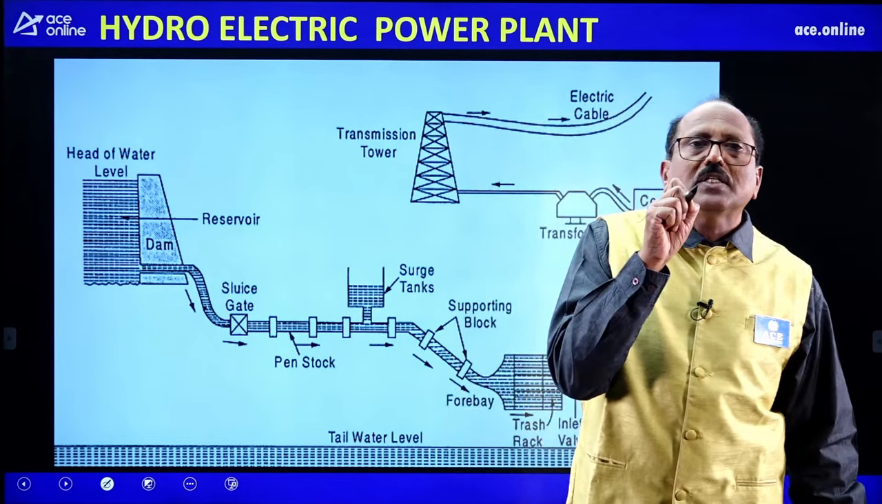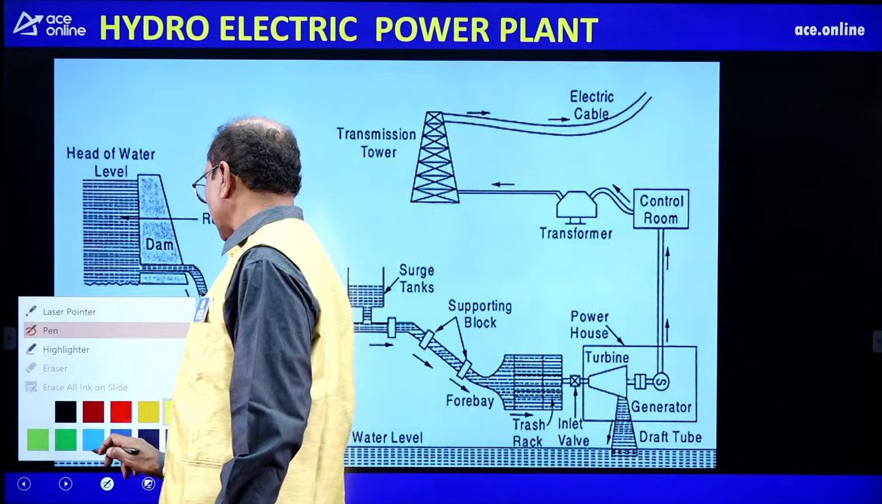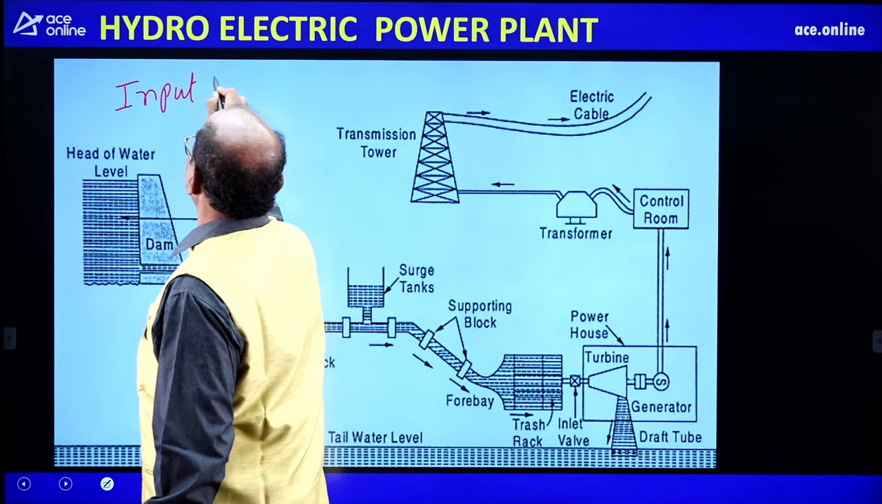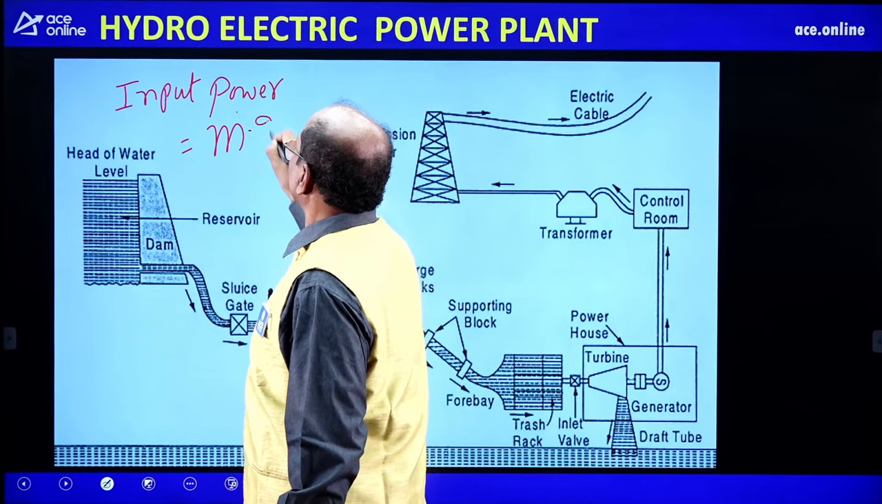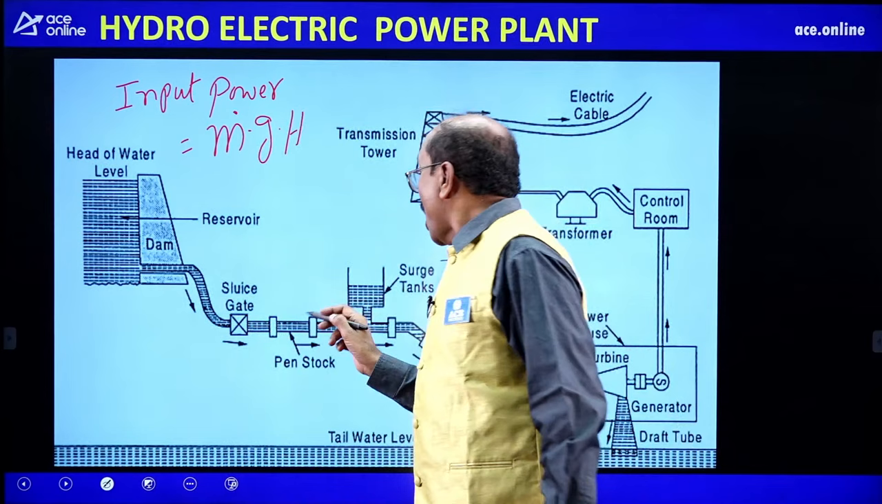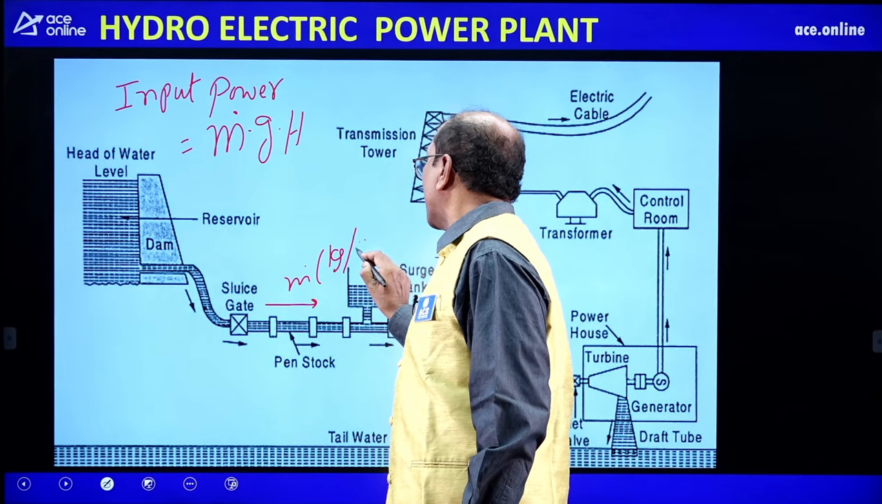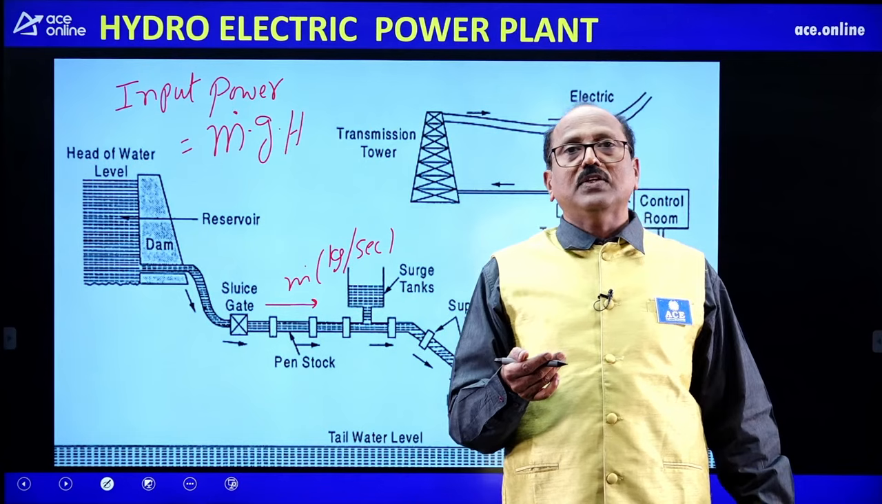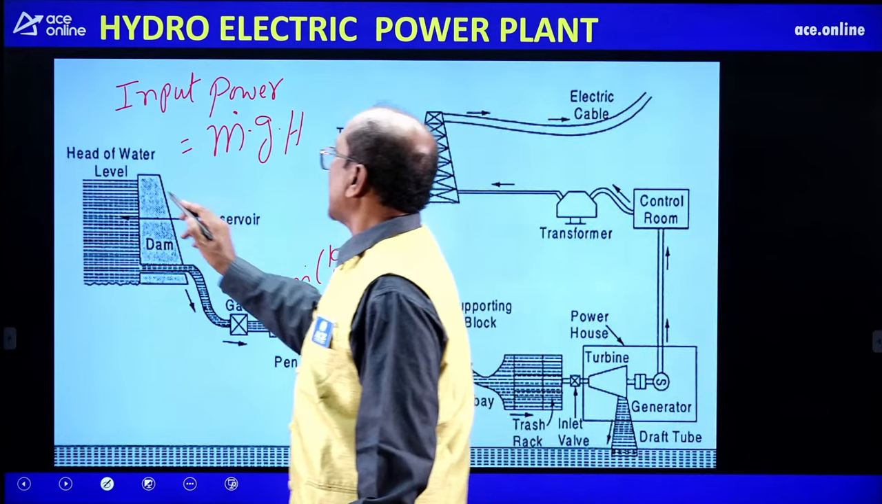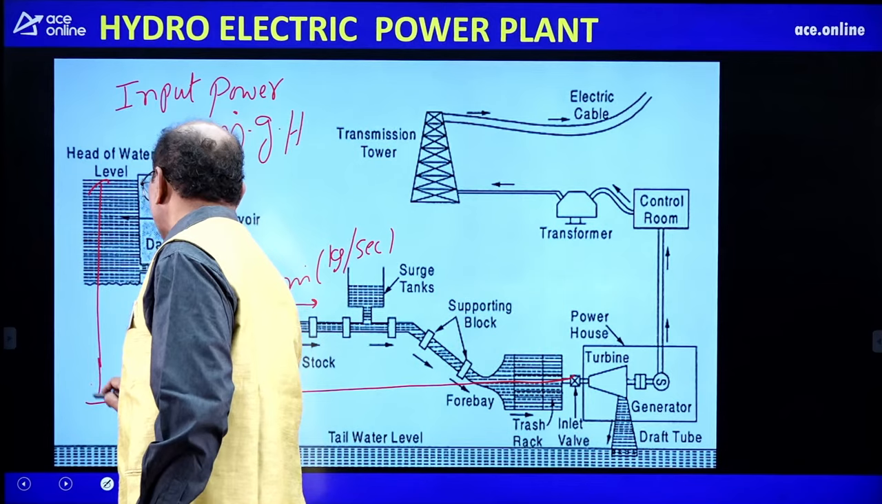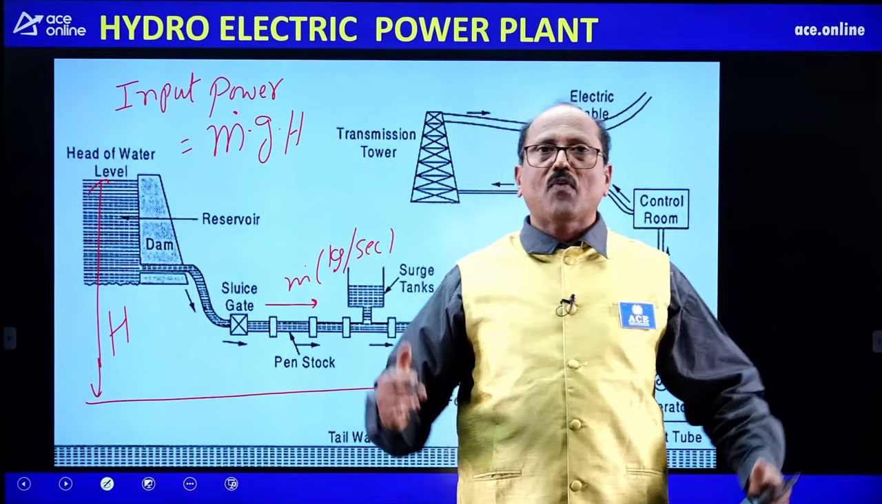Hydraulic energy means potential energy, MGH. Input energy is potential energy: mass flow rate, how many kgs of water per second flowing, g is 9.81, acceleration due to gravity locally, 9.81 meter per second squared, h is the head of water measured from here to the center of the turbine. We can say this is called h. More the head, more the power possible, more amount of water collected, and here electricity is produced, here the electrical generator.